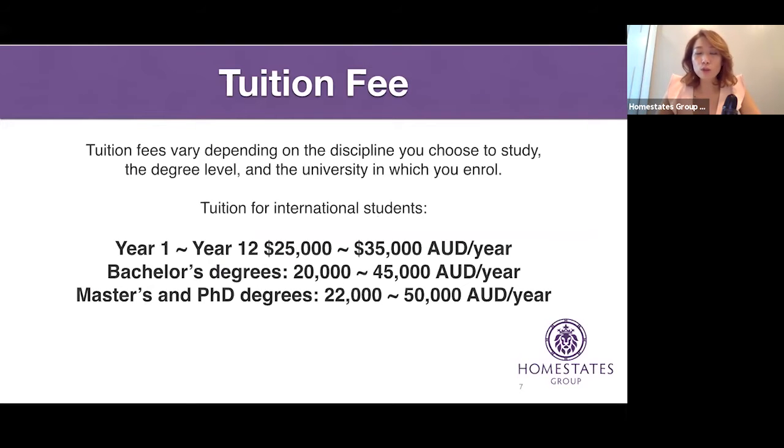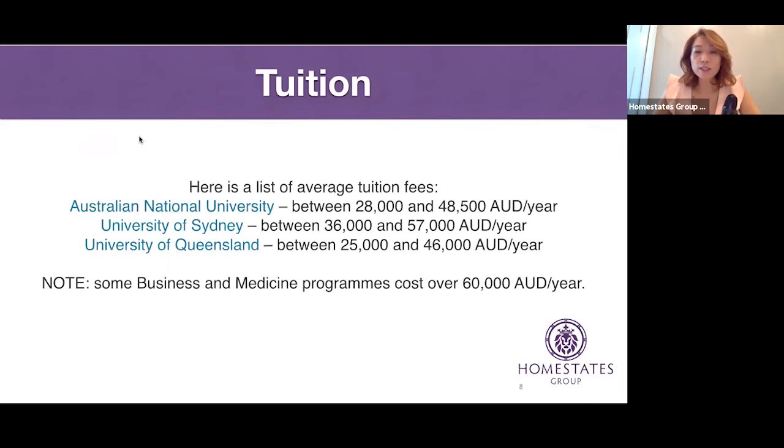From year 1 to year 12, you see about 25 to 35,000 Australian dollars per year. A university bachelor degree is about 20 to 45,000 a year, and master and PhD degrees are about 22 to 50,000 Australian dollars a year. I'm just going to give some examples. For example, University of Sydney is about 36 to 57, and University of Queensland is about 25 to 46. Queensland is still cheaper in terms of tuition. After tuition, as I mentioned, we will roll into talking about the cost of living and accommodation.